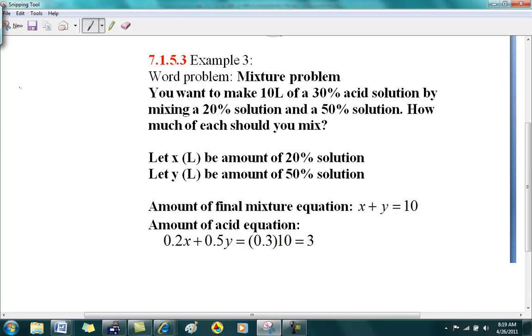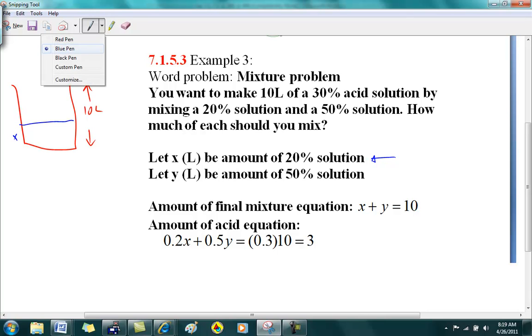So let's draw just a kind of picture to see what it's talking about. You want to make a 10 liter solution, okay? So that's 10 liters from there to there. And you've got two solutions, a 20% solution and a 50% solution to make a 30% acid solution. So let's say you go and use X liters of the 20% solution. So here's X, as much as X. And then you go and use y to be the 50% solution, so you get this much is y. Okay, notice that these are all in liters, okay?